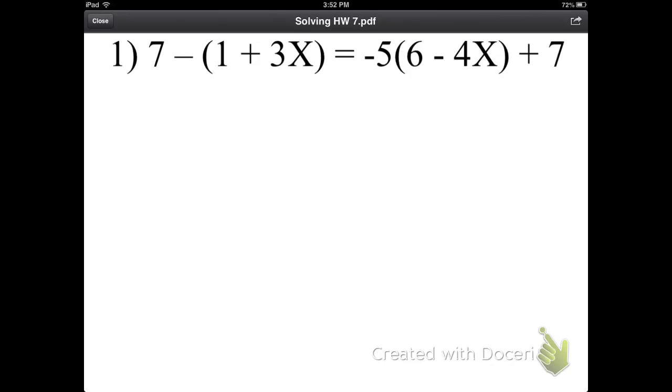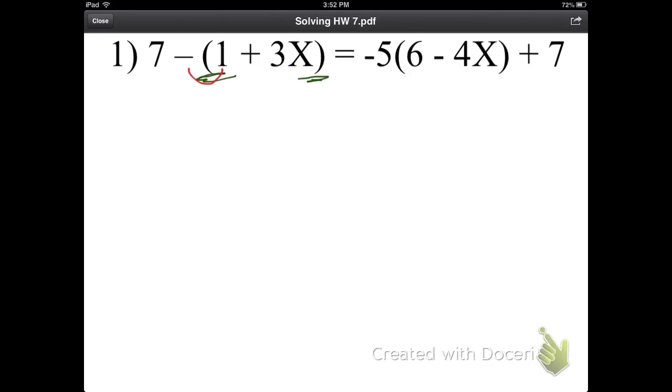Number one's really similar to the ones we've been doing. It's got distribution, which you need to do, and after that, you can simplify things on both sides and keep working towards solving your equation. So remember, to solve an equation, you're trying to get x all by itself on one side. Right now, it's in the middle of these parentheses, so you have to distribute.